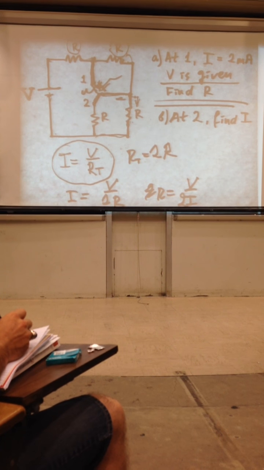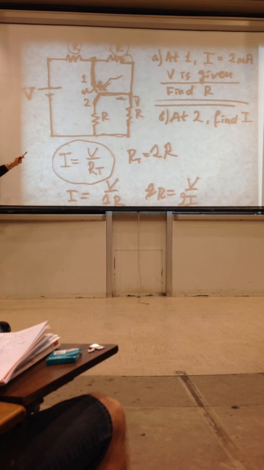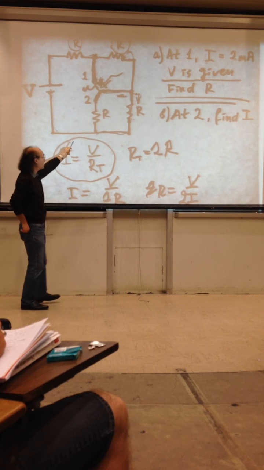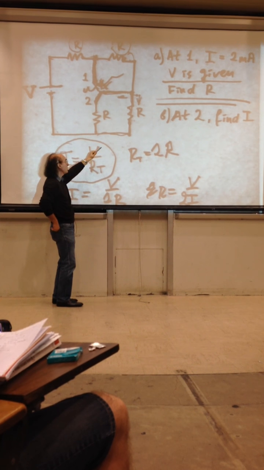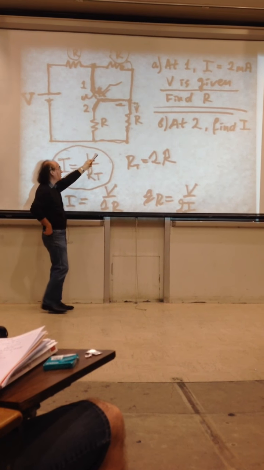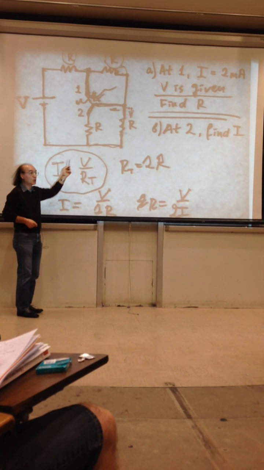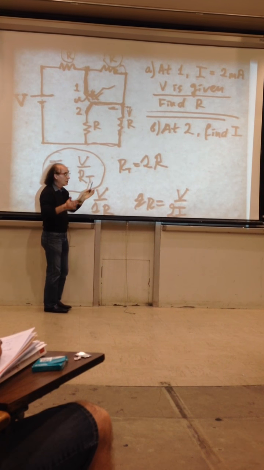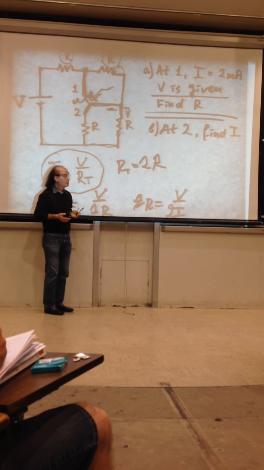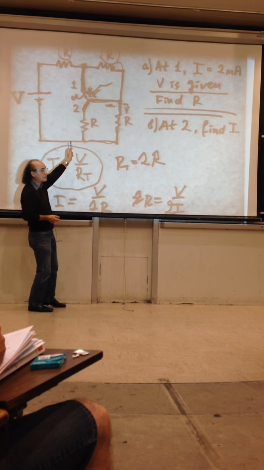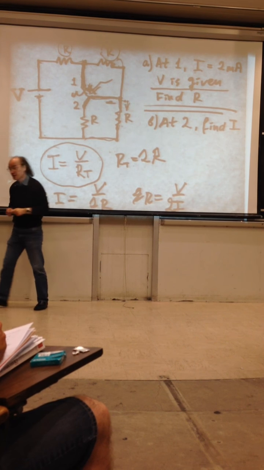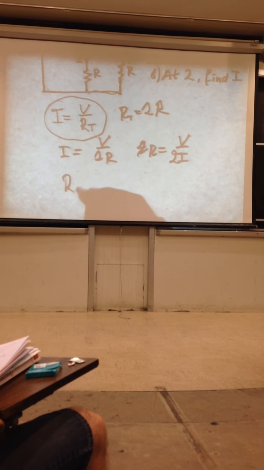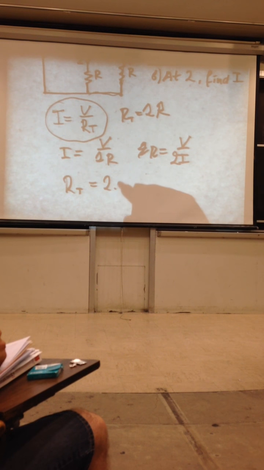R plus R, okay, that's 2R, plus the equivalent of these two R's. These are in parallel, so you can use the inverse rule for these two R's in parallel to find that the equivalent is R. So basically R plus R plus R over 2, 2.5 R. At position 2, the total resistance is 2.5 R.